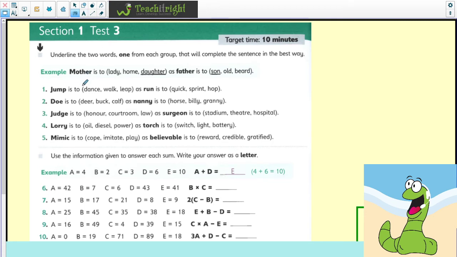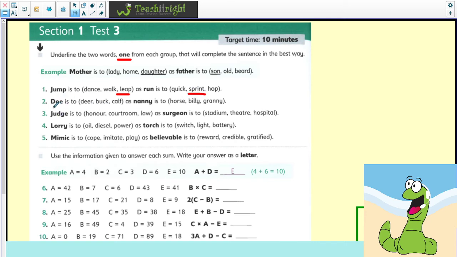Let's choose a word. So in the example, we've got mother is to daughter as father is to son. So we're only choosing one word from each group that completes the sentence or the analogy in the best way. So number 1, we've got jump is to leap as run is to sprint. So those are very much synonyms.